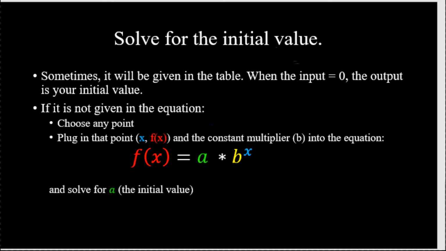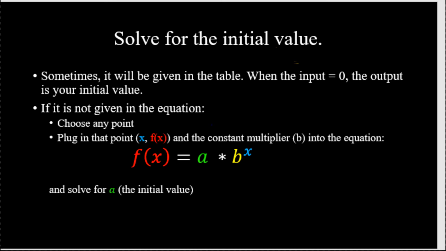It's really similar to what we did when we were doing this for linear equations, right? When we had our slope and we needed to find the initial value, we just picked a point and plugged it into the equation y equals mx plus b. We plugged in our y, our x, our slope, and we just solved for b, the initial value. It's the same idea here.